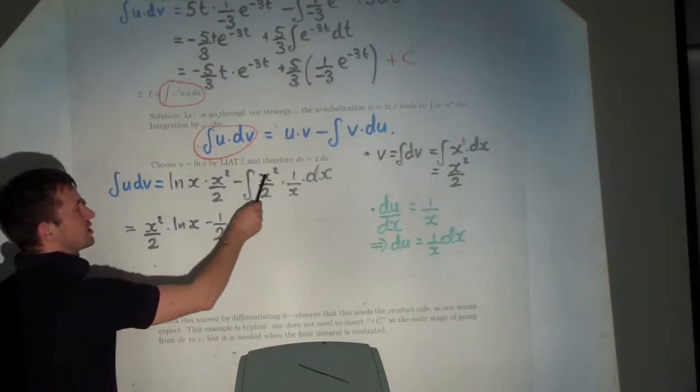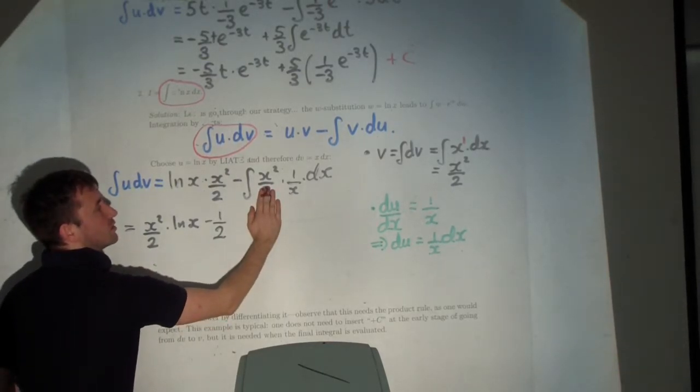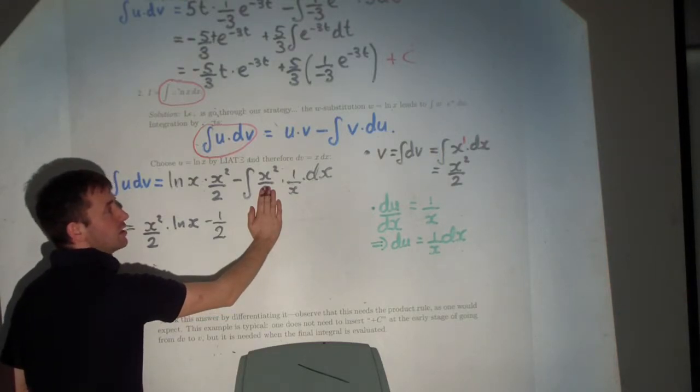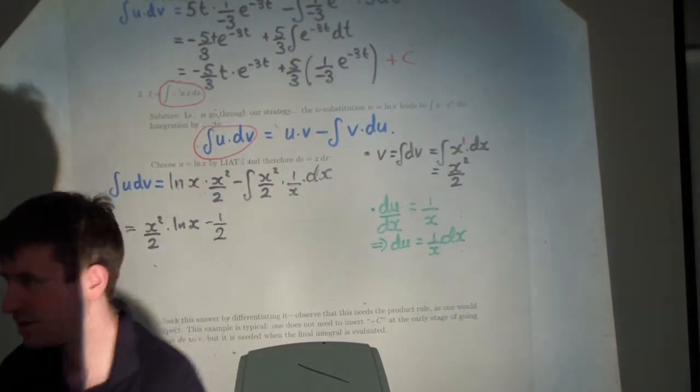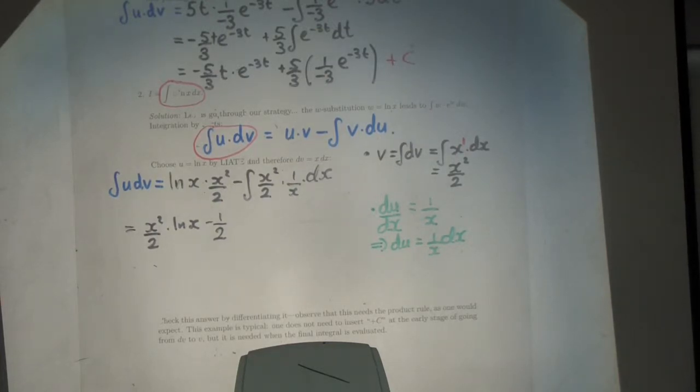Can I rewrite x squared over x? Can I rewrite that? Yeah. x squared over x, dx, over 2. What's x squared over x? x. Yeah, well, you're right. So the 2 explanations. x squared divided by x.